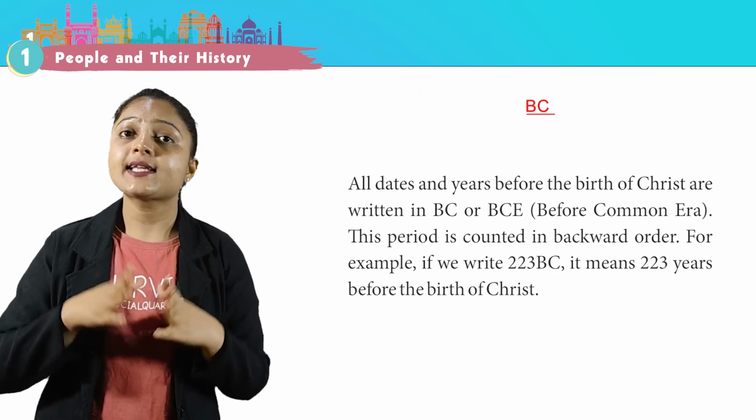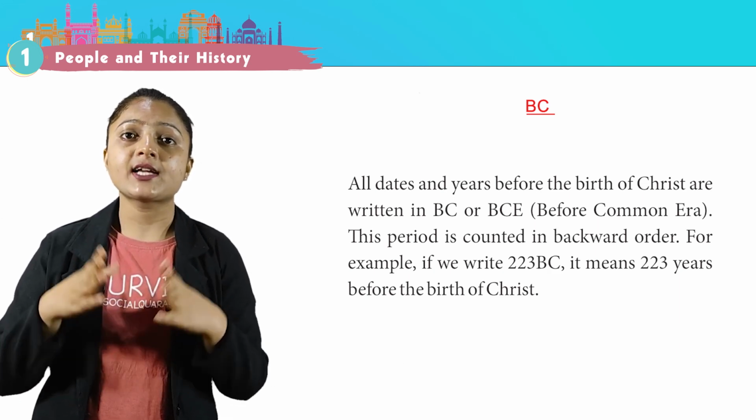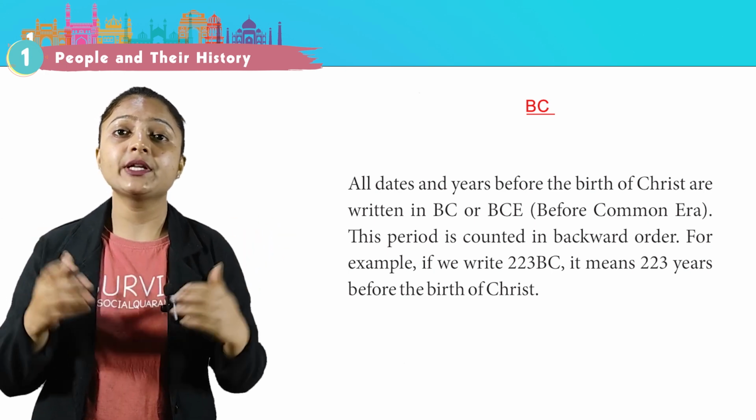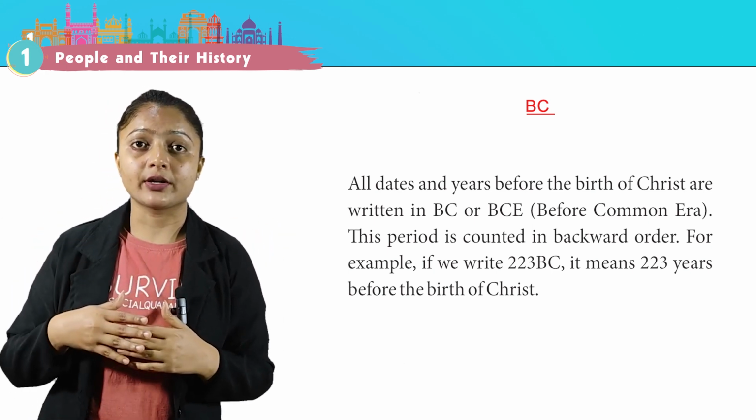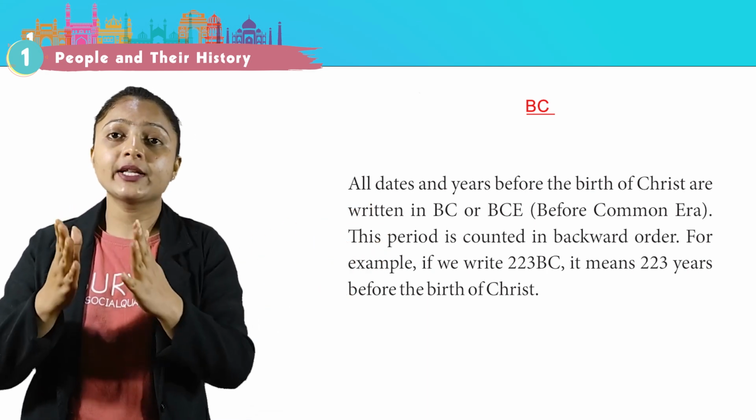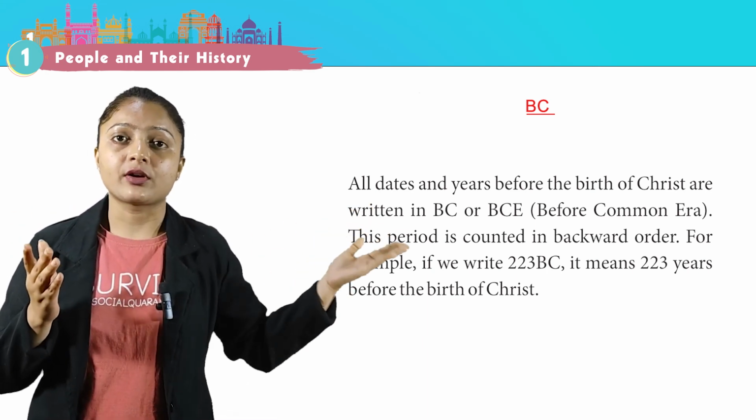BC. All dates and years before the birth of Christ are written in BC or BCE, before Common Era. This period is counted in backward order. For example, if we write 223 BC, it means 223 years before the birth of Christ.